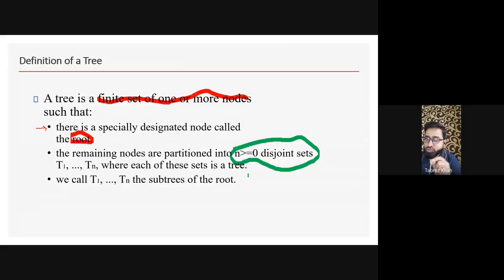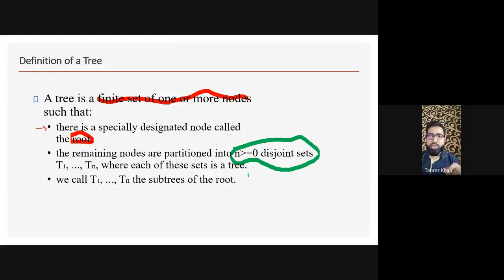Now why n greater than or equals to 0? That is very important. Why is it important? Because finally, when your tree has got only one node, that one node is designated as a root node. So there are no remaining nodes which can be divided into n sets. So the value of n becomes 0 because there are 0 sets. So that equals to 0 is also a very important condition. In fact, that is the condition which makes up the complete definition of a tree.